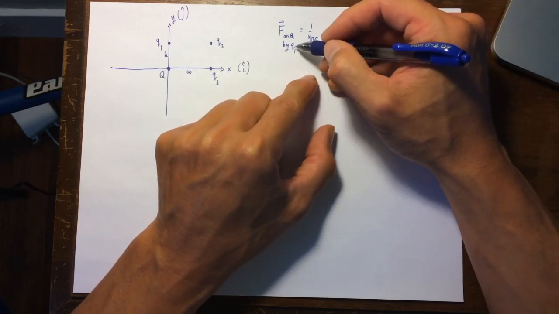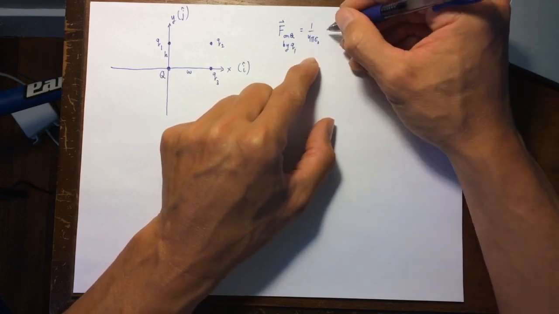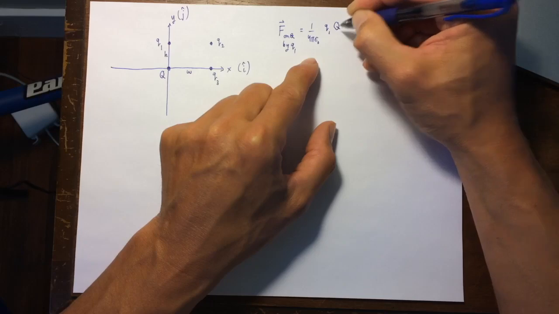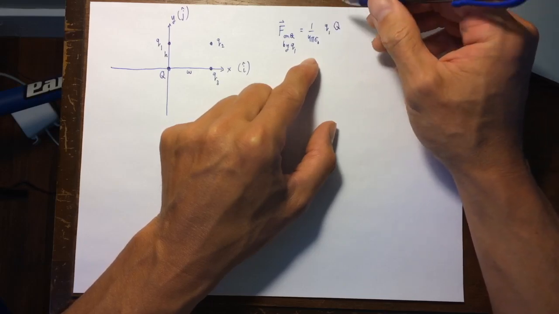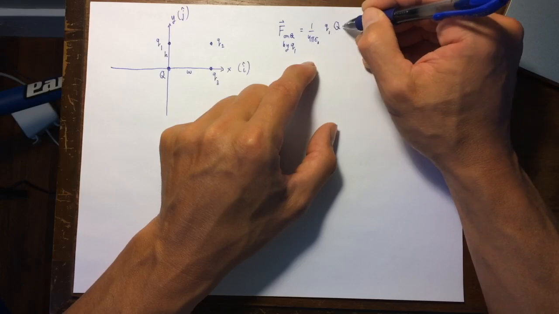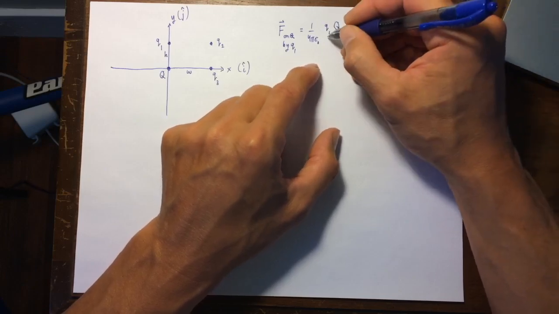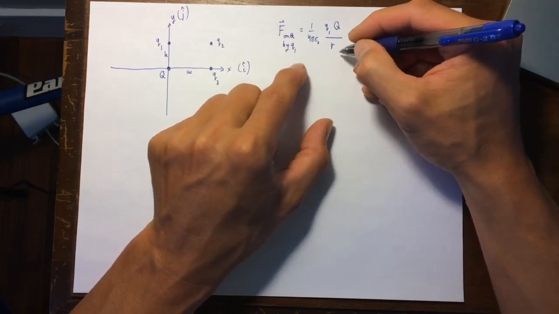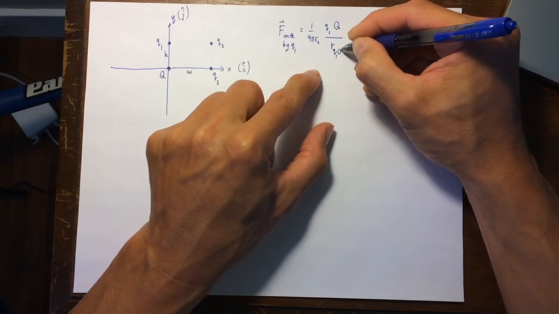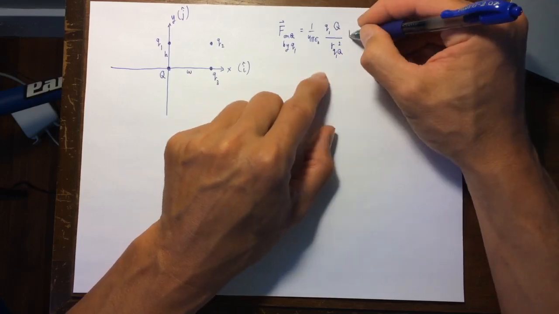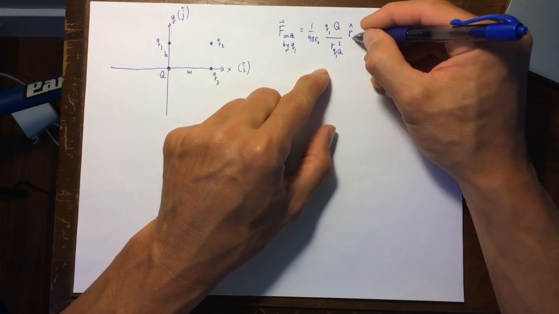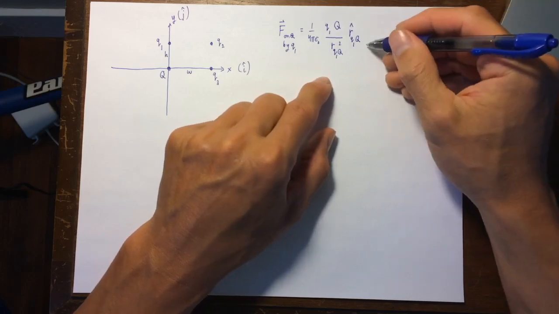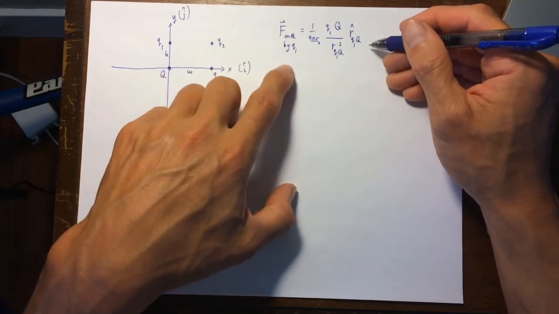So acting on Q by Q1, it's going to be Q1 times capital Q with no absolute value bars, right? So we have to keep track of whether or not there is a minus sign or not. So no absolute value bars, divided by the distance from Q1 to Q squared, multiplied by the unit vector from Q1 to Q. So this is how we're going to calculate the force on capital Q by Q1.